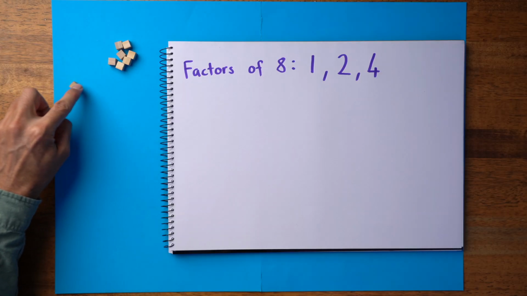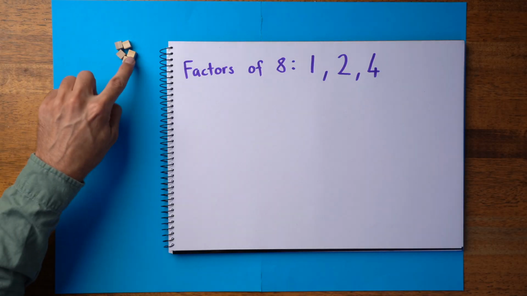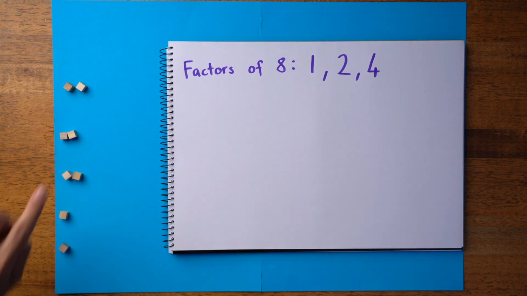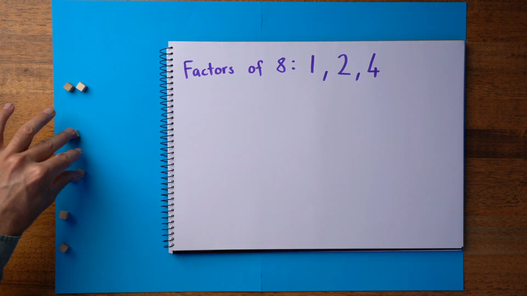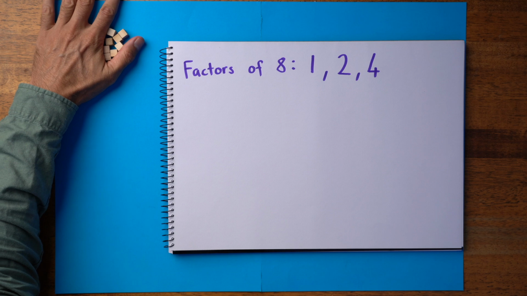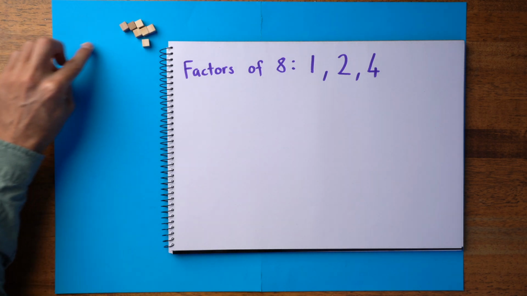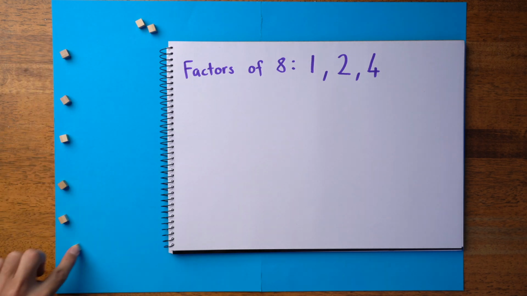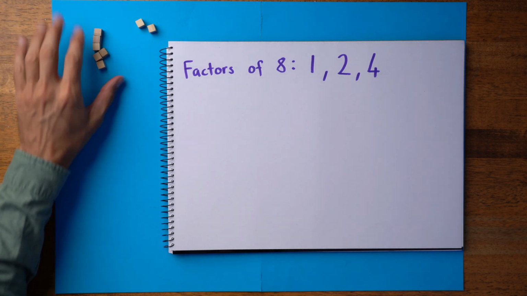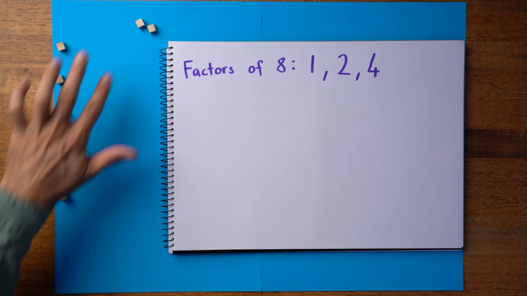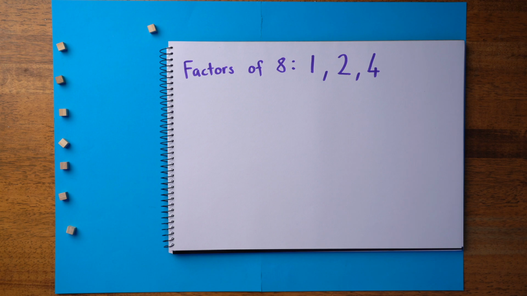Let's try 5. 1, 2, 3, 4, 5. Doesn't look like it's going to work. No. I cannot share 8 into equal groups of 5 without having 3 left over. So 5 is not a factor. Let's try 6. 1, 2, 3, 4, 5, 6. No, that's not going to work. 6 is not a factor. 7, similar. 1, 2, that's not going to work either, is it? 5, 6, 7. No, we've got 1 left over again, so that's not a factor.